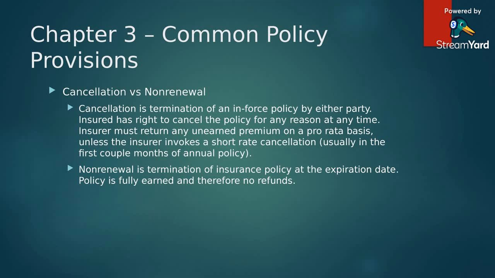So in this case, it is 91 days, which is unique to Texas. The answer is C. In which part of the policy is found the insurer's promise to pay? A, declarations, B, insuring agreement, C, conditions, or D, exclusions? So this one is going to be B, the insuring agreement, right? This is where the legal terms of the policy are laid out, and the insurer's promise to pay happens to be one of those legal terms.